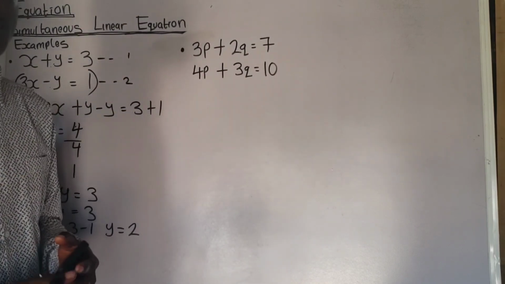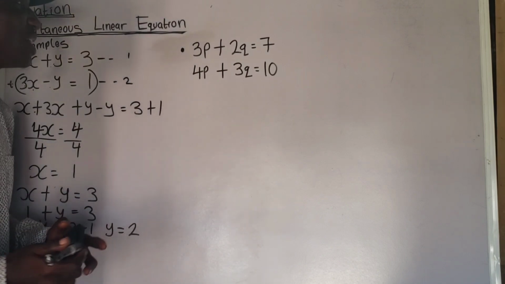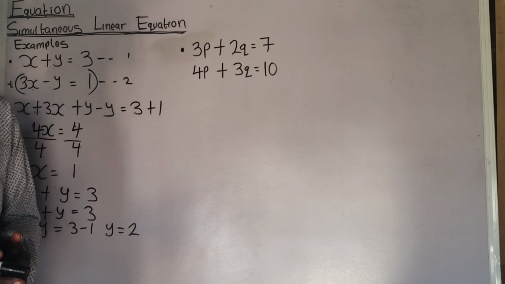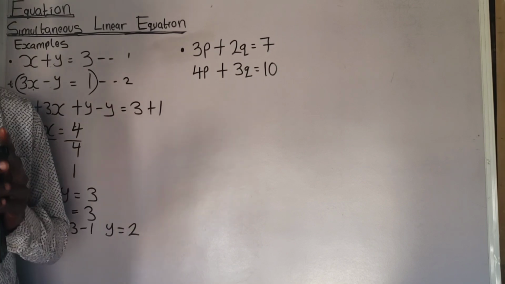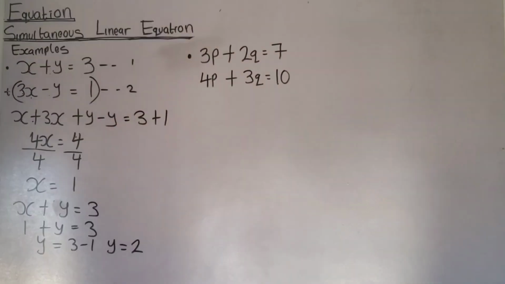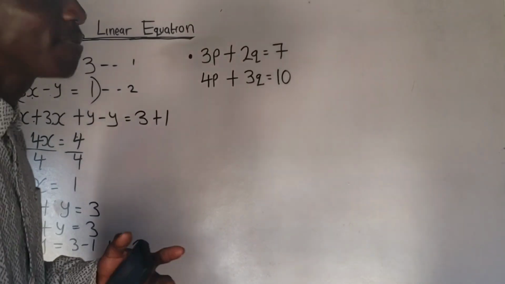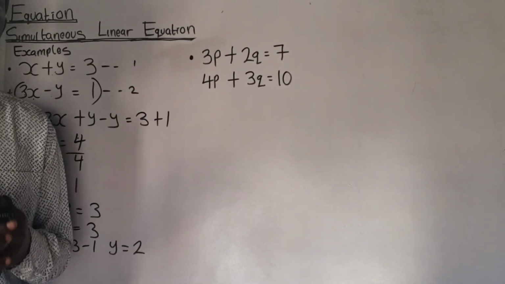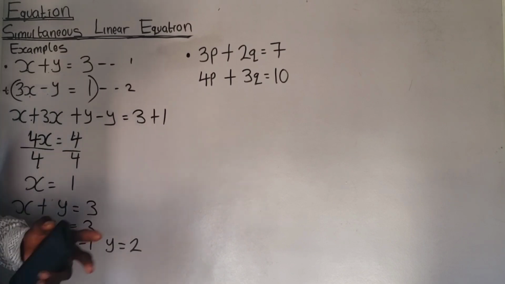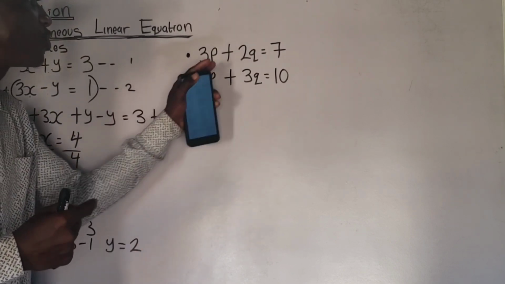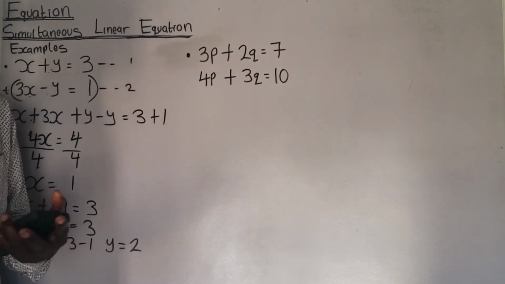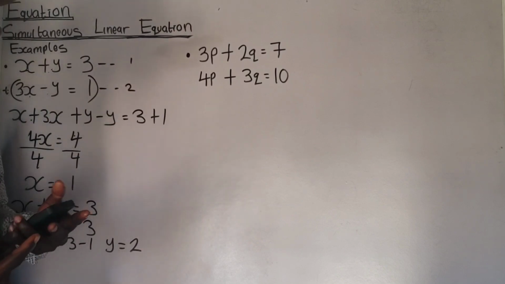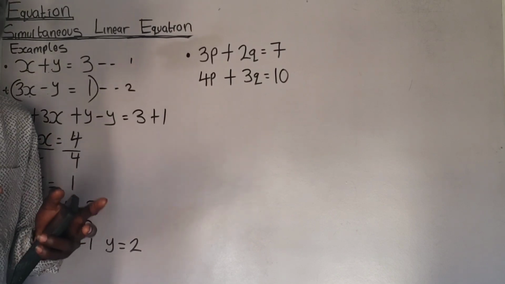Now how do we solve it? Okay, pay attention. We are going to solve this using the elimination method. And how do we go about it? The first step is that you have to decide the unknown that you want to eliminate. Now we have two unknowns, the unknown p and the unknown q. Which unknown should we eliminate? Okay, let us eliminate q.